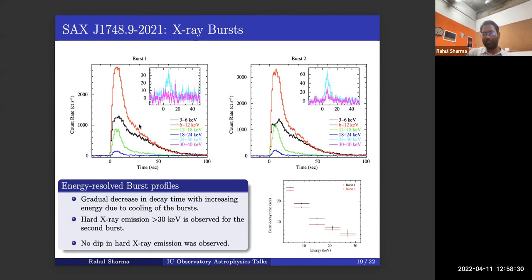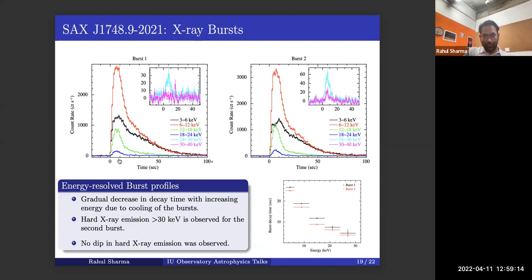So we modeled these profiles in different energy ranges. This is the decay time of these bursts in different energy ranges, like 3 to 6. We divide into four energy panels, and this shows that the burst decay time gradually decreases with energy. This suggests that the source starts to cool. Different energies show very different decay times. This black one is 3 to 6, and this red one is 6 to 12.